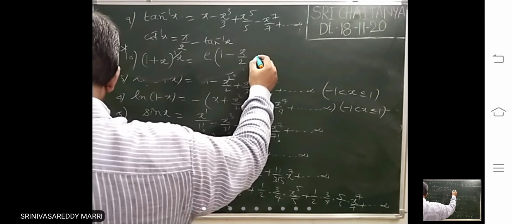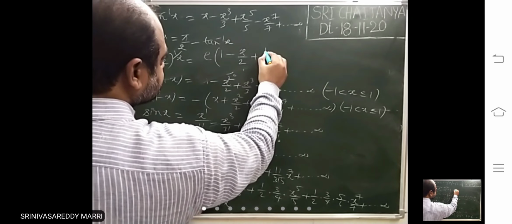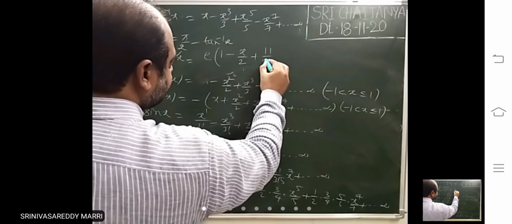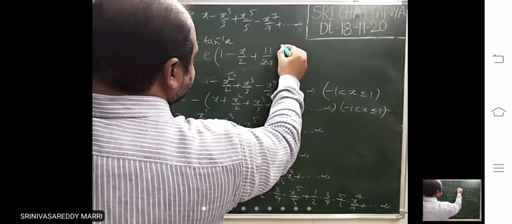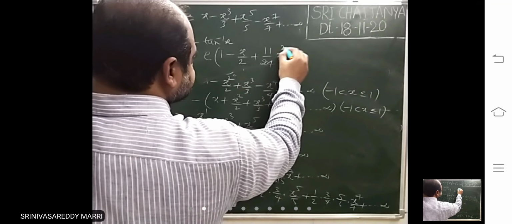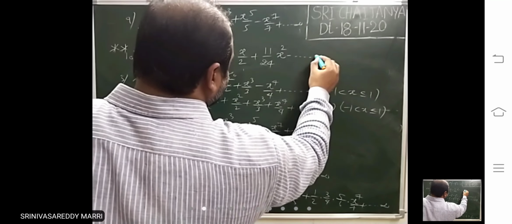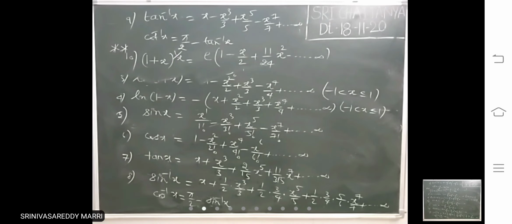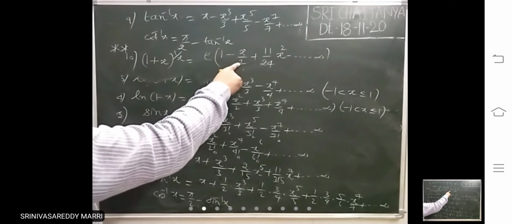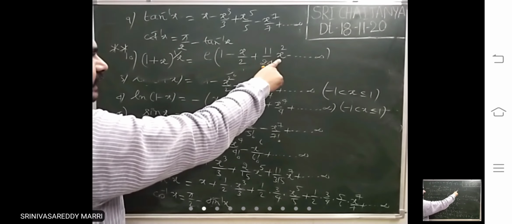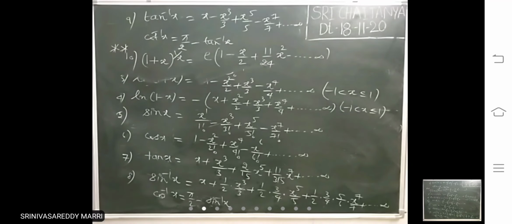1 minus x by 2 plus 11 by 24 x square. Till here you remember was enough. And so on infinity. e into 1 minus x by 2 plus 11 by 24 x square minus and so on infinity. Till here you remember. So these are the series.